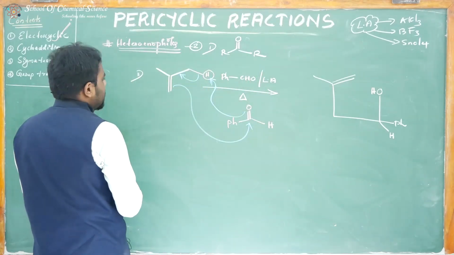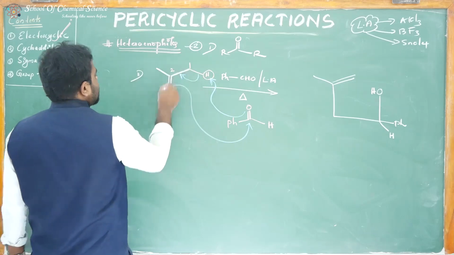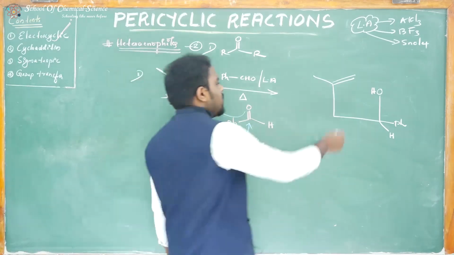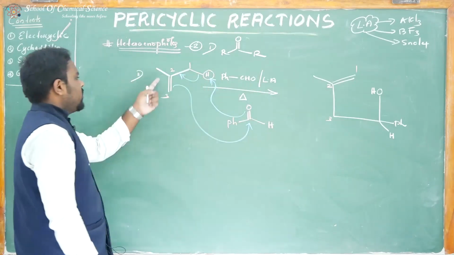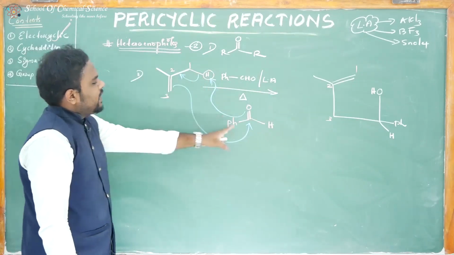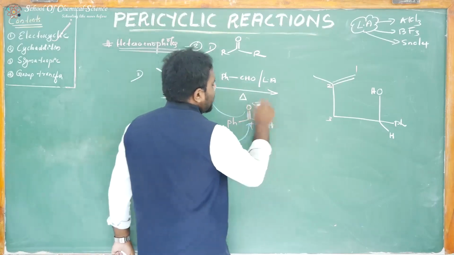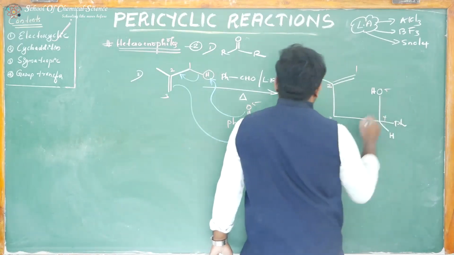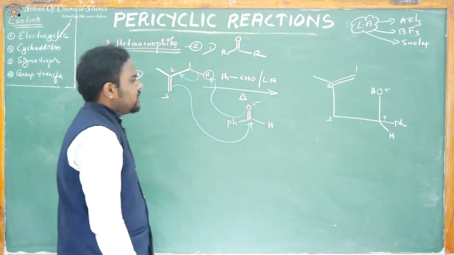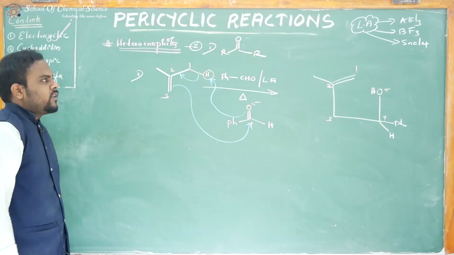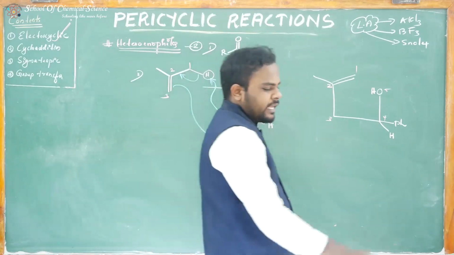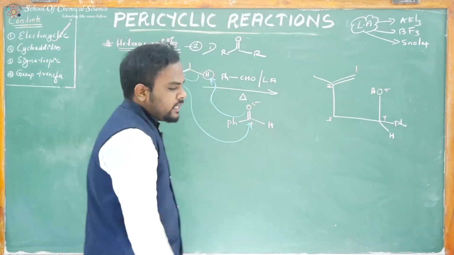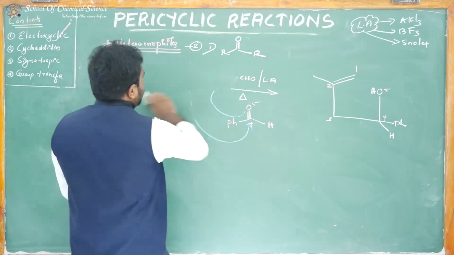You can give a number. This is 1, this is 2, this is 3. Between 1 and 2, pi bond. At carbon number 2, a methyl group. 3 is connected to 4 and 5. At the 4th carbon, a Ph and H. The 5th carbon becomes OH. So that will be your final product. So this is also an example for ene reaction. Then third example.